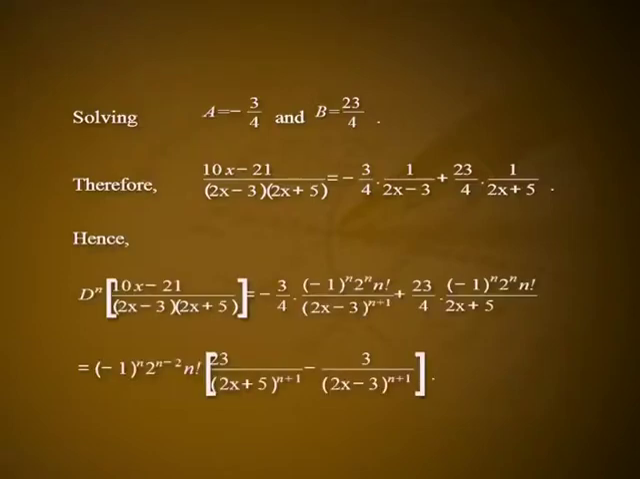Hence, the nth derivative d raised to n of (10x minus 21) divided by (2x minus 3) into (2x plus 5) is equal to minus 3 by 4 into (minus 1) raised to n 2 raised to n factorial divided by (2x minus 3) all raised to n plus 1, plus 23 by 4 into (minus 1) raised to n 2 raised to n factorial divided by (2x plus 5) raised to n plus 1, which is equal to (minus 1) raised to n into 2 raised to n minus 2 into n factorial into [23 divided by (2x plus 5) all raised to n plus 1 minus 3 divided by (2x minus 3) all raised to n plus 1].